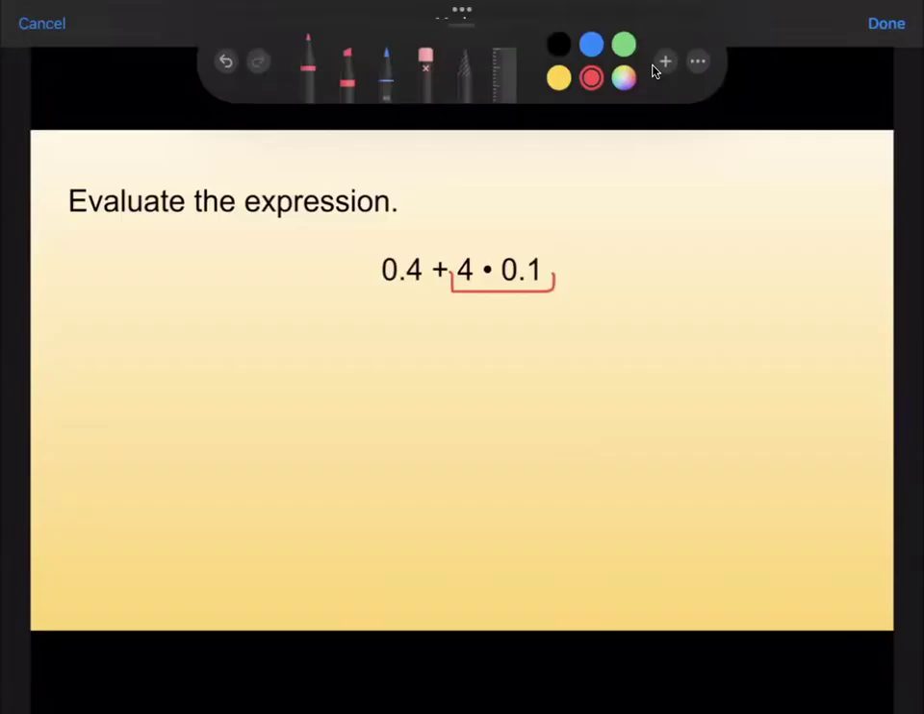So let's calculate 4 times 0.1, which is 0.4. I'm going to bring down the other 0.4 and the plus that's in between them because I haven't done that part yet. Now all I have left is addition, so I'm going to add those two together, and I should end up with 0.8 as my final evaluation.